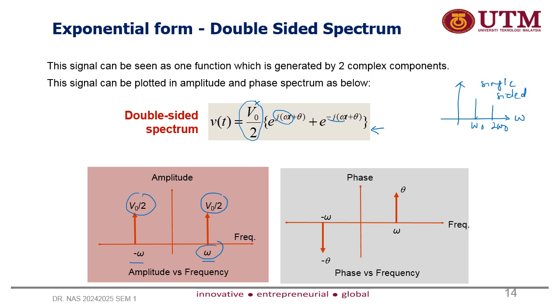Okay, let's look at the phase spectrum. At positive frequency, the phase is positive theta. But at negative frequency, negative omega, so the theta is negative multiplied with positive, you get negative theta. Okay, so this is the double-sided spectrum for exponential form.